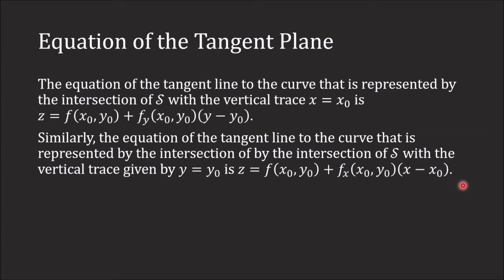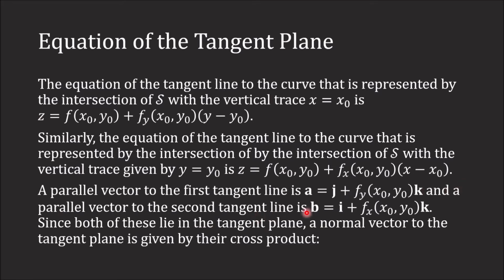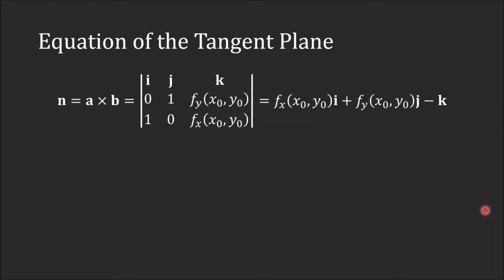Now, a parallel vector to the first tangent line is a equals j hat plus f sub y at x naught, y naught k hat. And a parallel vector to the second tangent line is b equals i hat plus f sub x at x naught, y naught k hat. Since both of these lie in the tangent plane, a normal vector to the tangent plane would thus be given by the cross product. So if you take a cross b, we wind up with f sub x of x naught, y naught i hat plus f sub y of x naught, y naught j hat minus k hat.